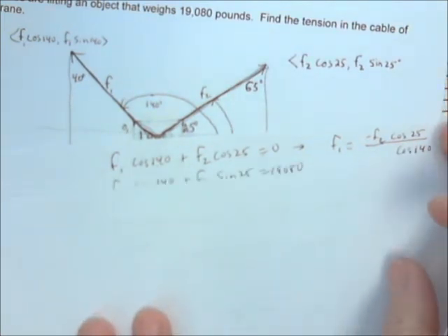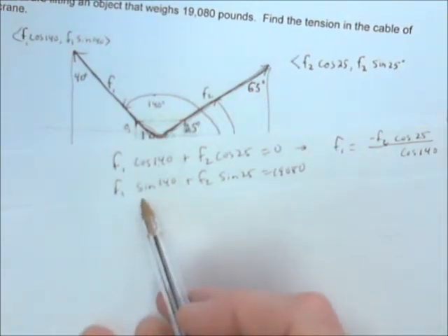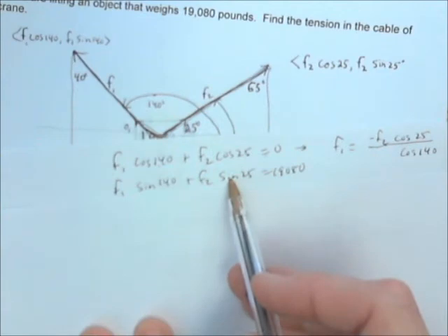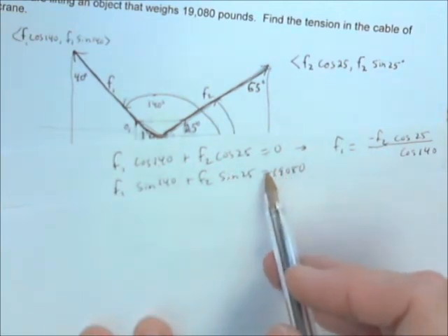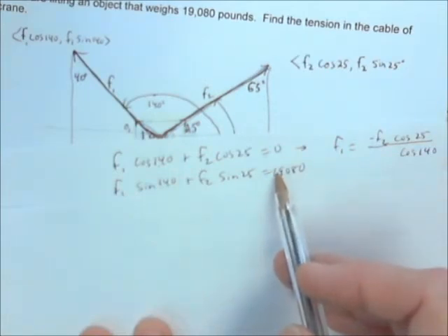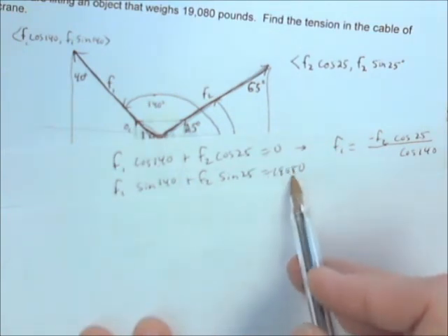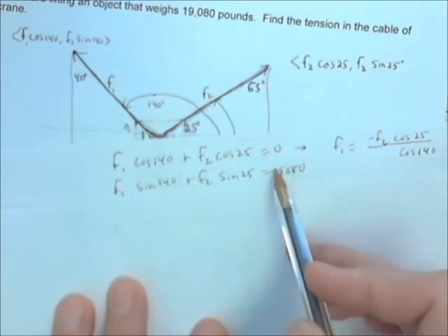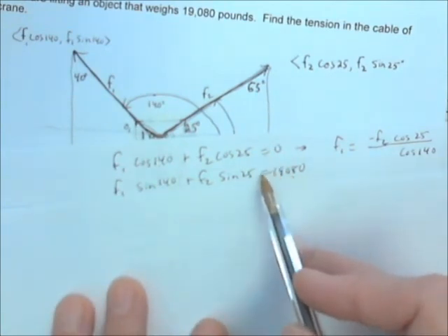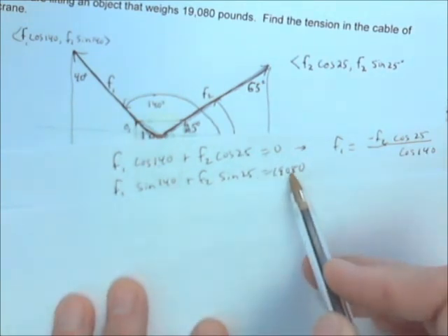If I want to set up the y components, F1 times the sine of 140 plus F2 times the sine of 25 is equal to, or if you wanted to say minus the sine of 270 times 19,080, you can, but you knew that was negative 1, so you could just move that over to the other side. Hopefully we've done a couple of these problems to realize that this becomes negative on the left side of the equal sign, so you can make it positive over on the right.